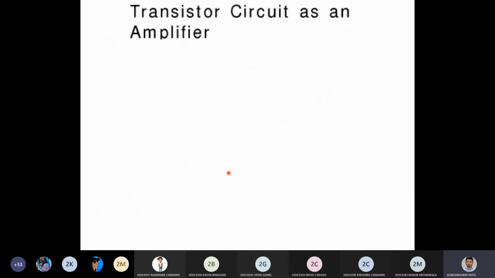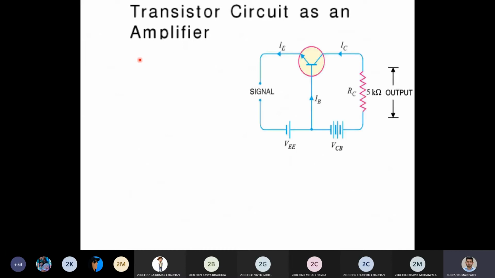Now, application of transistor. A transistor can be used as an amplifier. How can you do that? To do that, we are going to do this. I have to make sure my emitter-base junction is always in forward bias. So what I have done is connect an additional source, VEE.